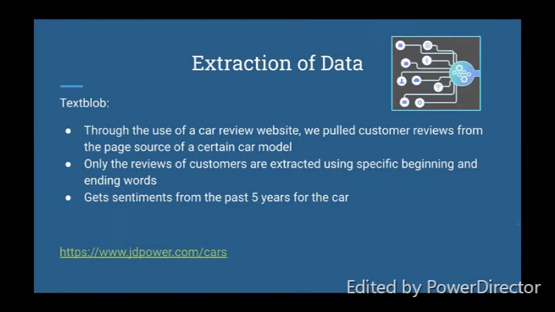So for the extraction of data stage, we use a text blog, and through the use of a car review website, which is jdpower.com, we pull customer reviews from the page source of a certain car model. Only the reviews of customers are extracted using specific beginning and ending words in the code. And then it gets sentiments from the past 5 years for the specific car.